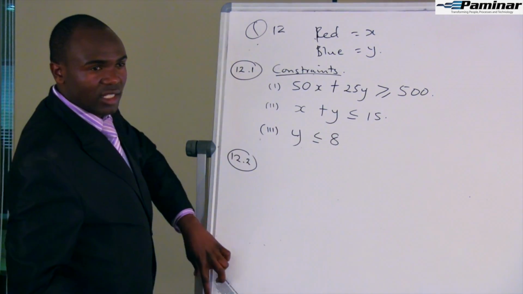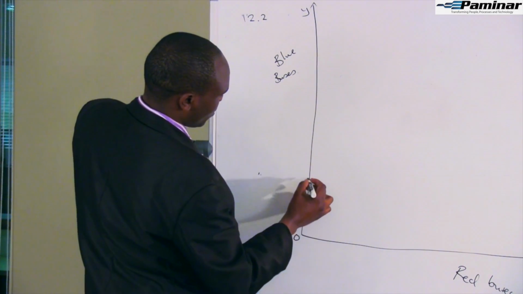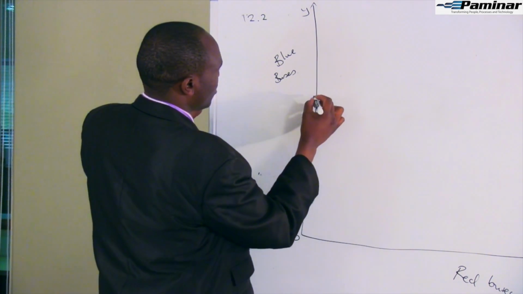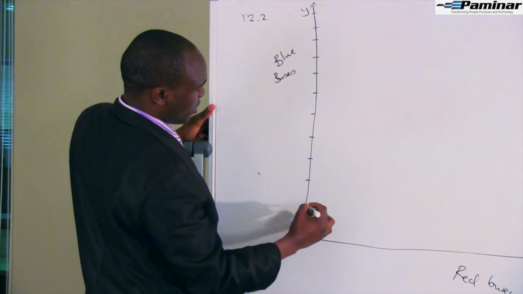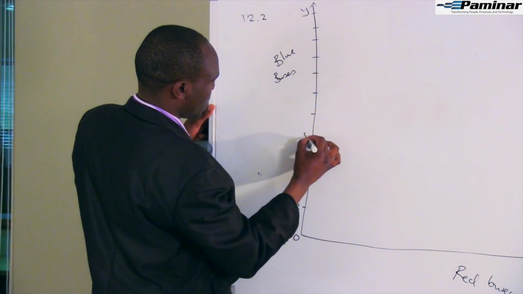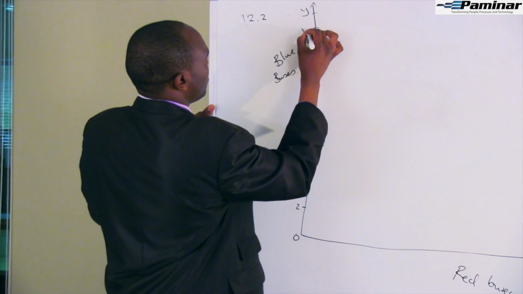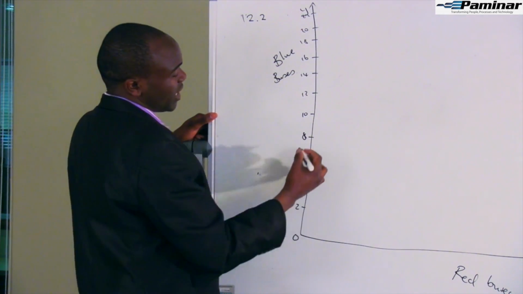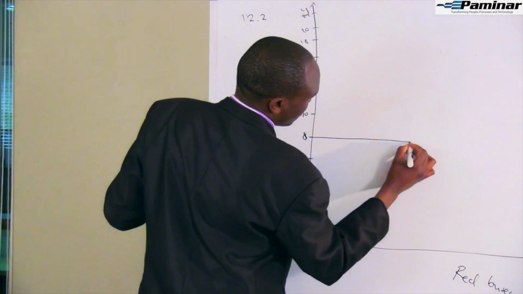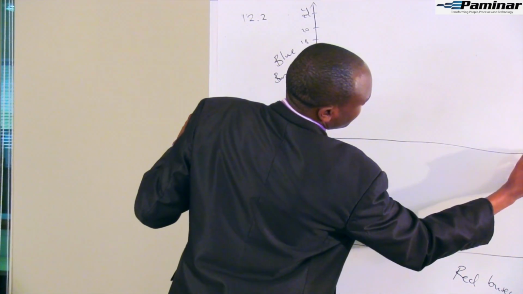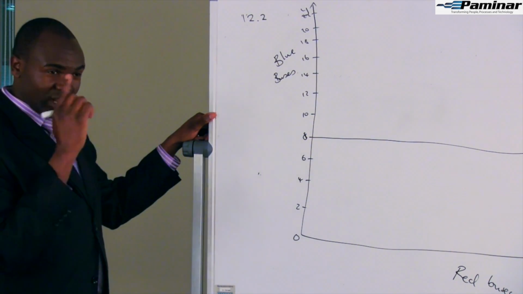Y is equal to 8. All right. How do you draw it? Now you come here. They just say 2, 4, 6, 8, 10, 12, 14, 16, 18, 20, 22, so it's 2, 2, 2, 2, 2 going up. So now we are saying 8, which means our line is going to be this one. Alright? That's the line.